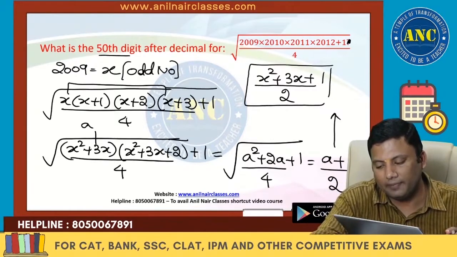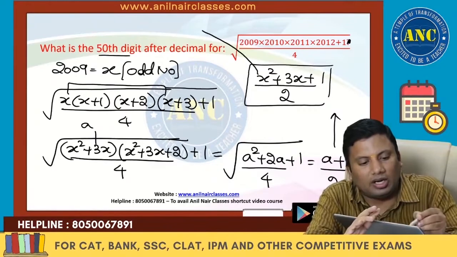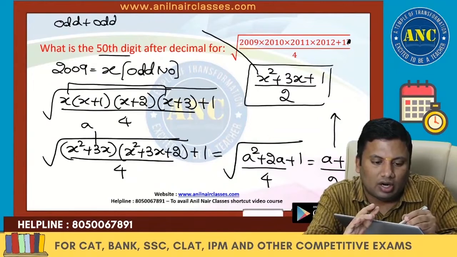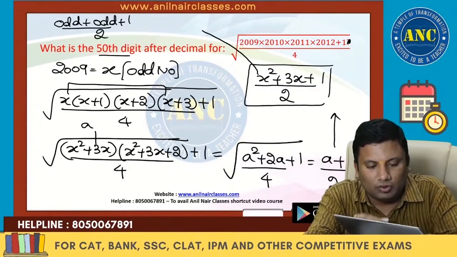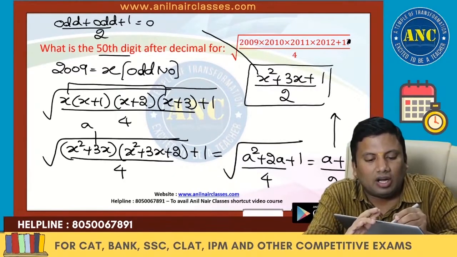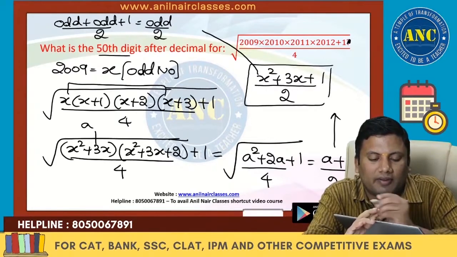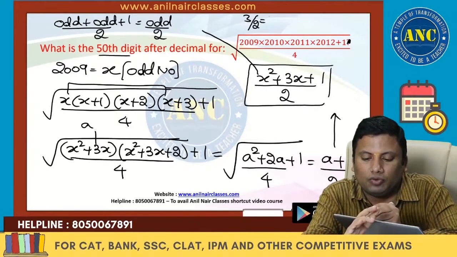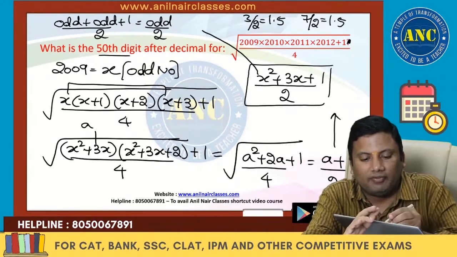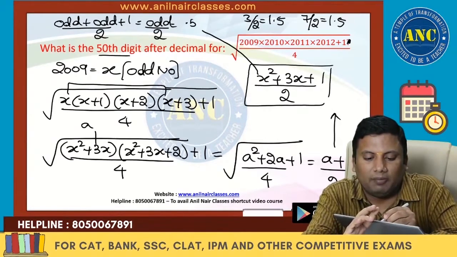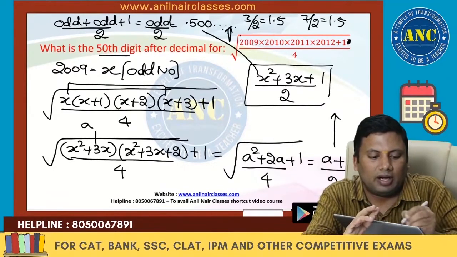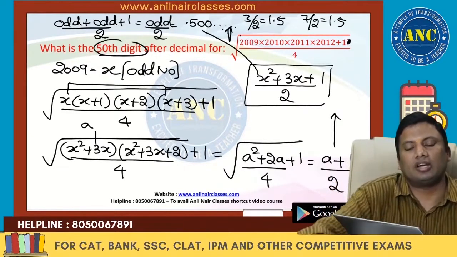Now, if you see here, x is an odd number. Odd squared is an odd number. 3 into odd is an odd number. Odd plus odd is even. Even plus 1 is odd. Odd divided by 2. 3 divided by 2 is 1.5, 7 divided by 2 is 3.5. That means after the decimal, it will be 5. Remaining all will be zeros. The 50th digit after the decimal: the answer is nothing but 0.